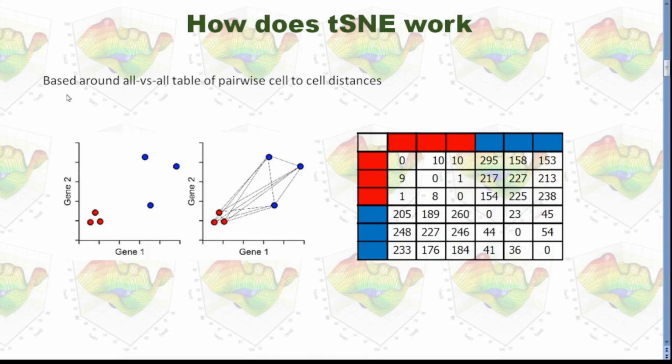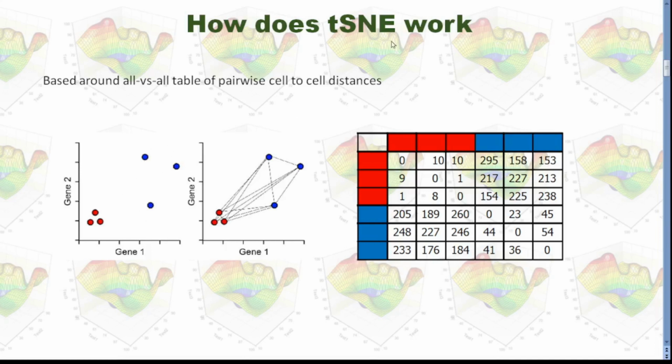t-SNE is based around an all versus all table of pairwise cell-to-cell distances. Now, let's take a look at this example. Please keep in mind, when we are doing real data analysis with real data, we don't have all those labels. That means we don't have all those red or blue colors. We label them here because we want to validate our model later.